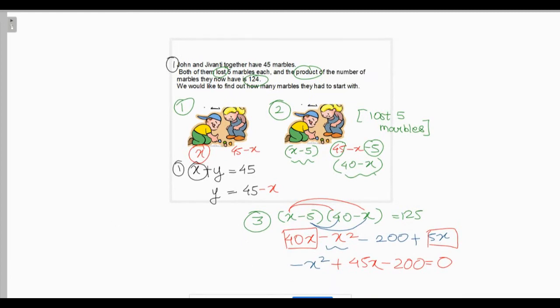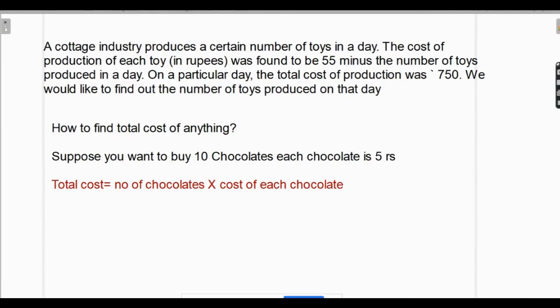Now let's look at the next question. A cottage industry produces a certain number of toys in a day. The cost of production of each toy was found to be 55 minus the number of toys produced in a day. On a particular day, the total cost of production was 750. Okay, now this question sounds very dangerous and very complicated. Let me simplify this question for you. Forget this question. Look at this question.